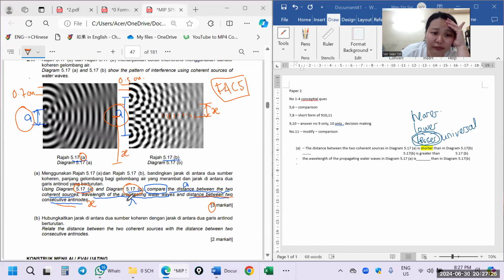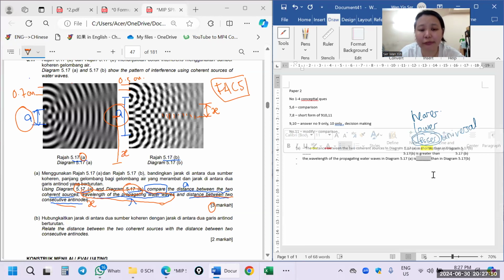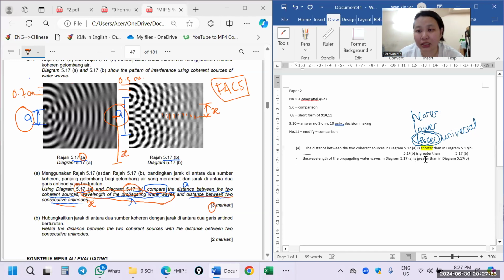What about the consecutive antinodes? Later. We compare the second one first. What I want to tell you is the format. Even though you didn't learn this before, you still can compare. Understand? Okay, so you can see it is longer, of course, but I prefer you all use greater, because greater is more universal.